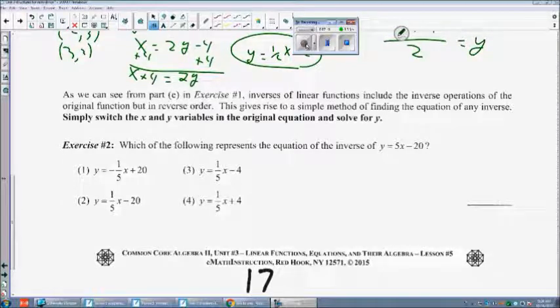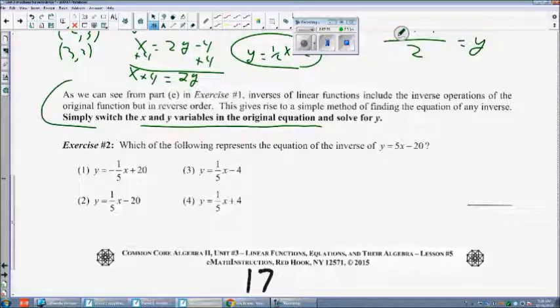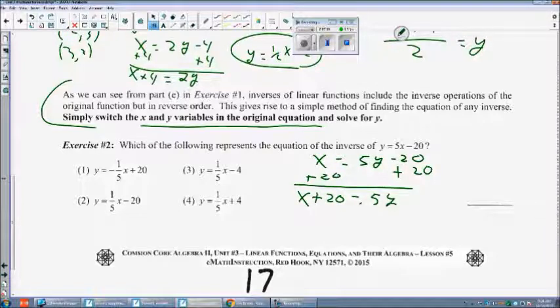So this is just saying exactly what we said. You switch the x and y and solve for y. Which of the following represents the equation of the inverse of that one? Just switch the x and y and solve for y. Add 20, add 20. X plus 20 equals 5y. Now I can divide everything by 5 and see if that's one of the answers. It is not, but we do have y equals 1/5 x plus 4, because dividing by 5 is just 1/5. 20 divided by 5 is 4. Everything is divided.